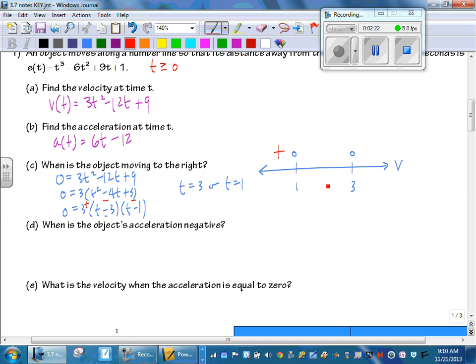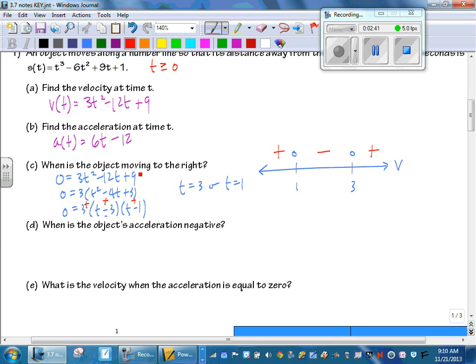Then if we're going to do 2, put 2 in. This is still negative, but this one's positive. So positive times a positive is negative. And then if we put 4 in, everything's going to be positive. So when we multiply all those, we get a positive.